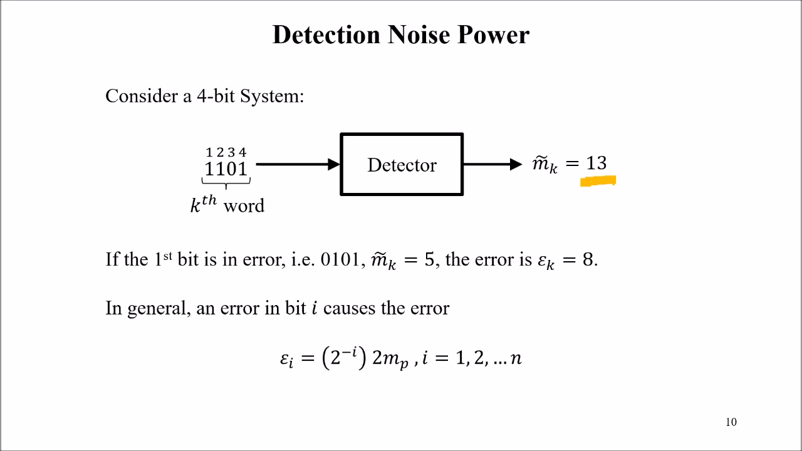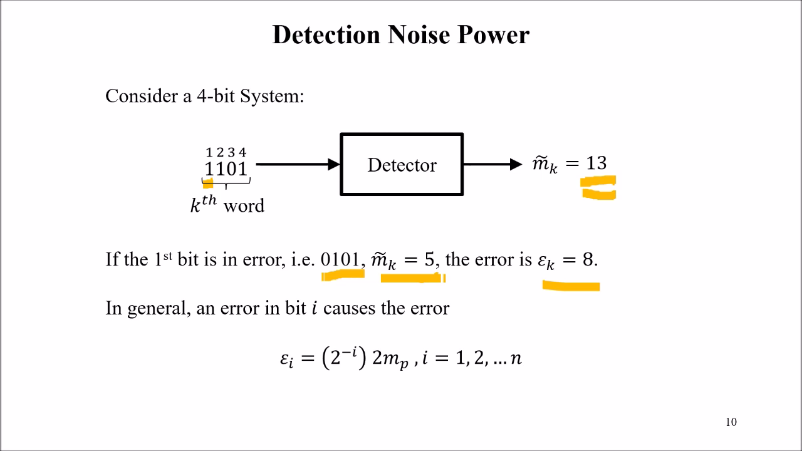Let's say, for example, that the first bit is an error. I've numbered the bits 1, 2, 3, 4, 1 being the most significant bit. If that is erroneously detected as a 0 instead of a 1, then the value that would come out of the detector would be the value for 0101. That would be a 5, and we intended to get a 13. We actually got a 5 because of this bit error in detection. So the error in that case would be 13 minus 5, an error of 8.